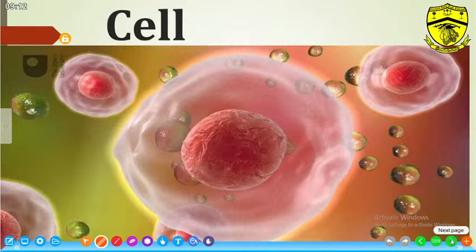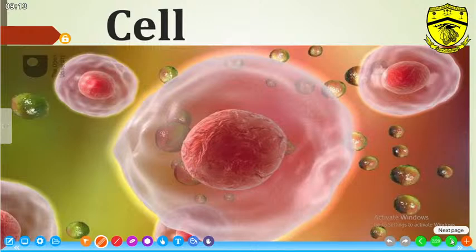The cell is the basic unit of all living things, and all living organisms are composed of one or more cells. Cells are so basic and critical to the study of life that they are often referred to as the building blocks of life.